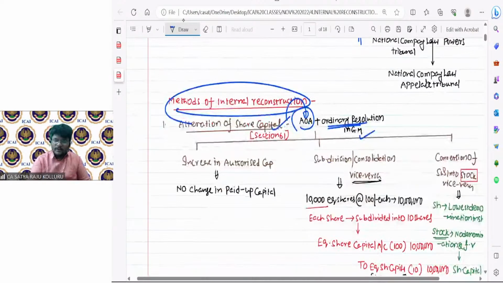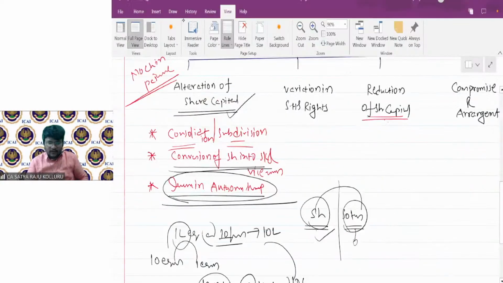So increase in authorized share capital is a classic example of alteration of share capital. Subdivision or consolidation or vice versa, both are examples of alteration of share capital. Conversion of shares into stock or stock into shares is also an example of alteration of share capital. One more thing I forgot to add.